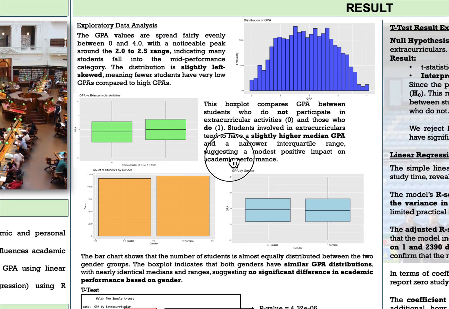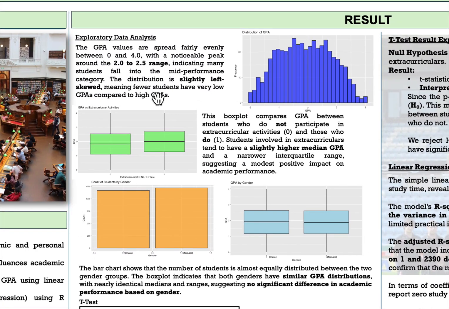We can see here on the EDA, the first graph is a histogram. The GPA values are spread widely between 0 and 4, with a noticeable peak around the 2.0 to 2.5 range, indicating many students fall into the mid-performance category. The distribution is slightly left skewed, meaning few students have very low GPAs compared to high GPAs.